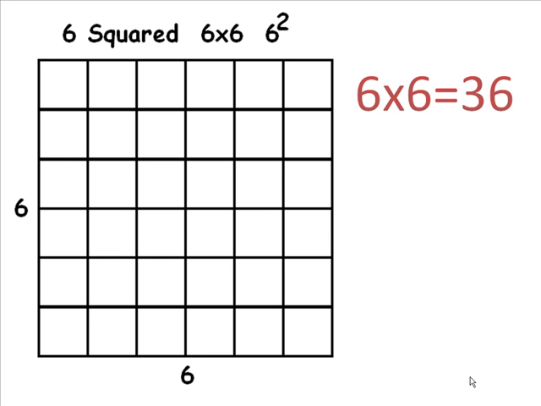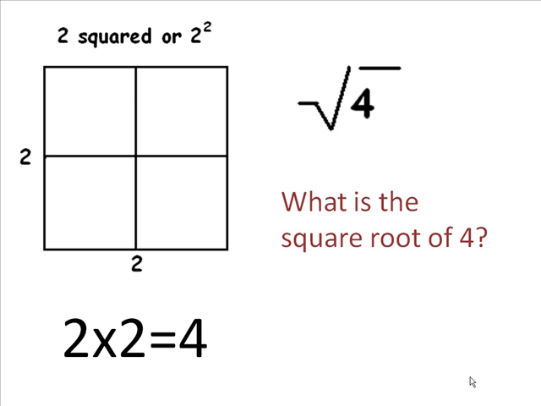6 squared, or 6 times 6, is 36. 36 squares are shown here. The length of the side of the larger square is 6. Square root 36 is 6.